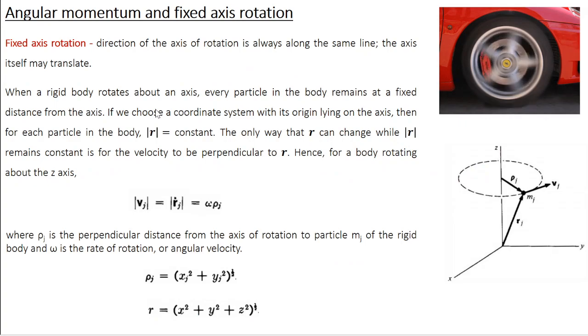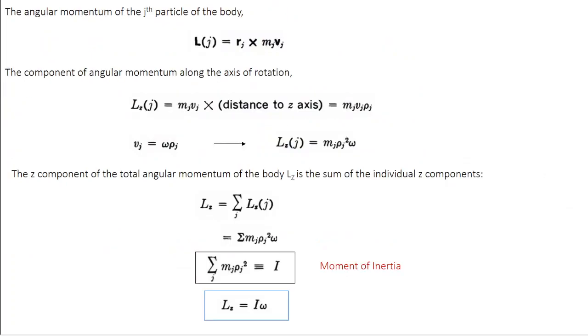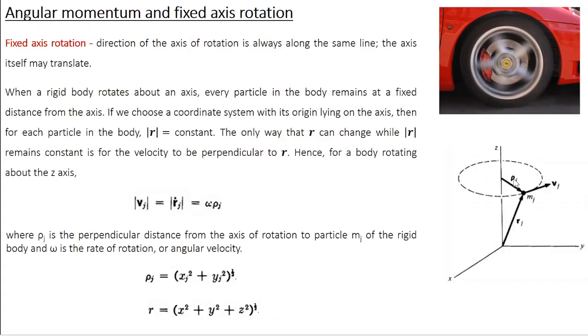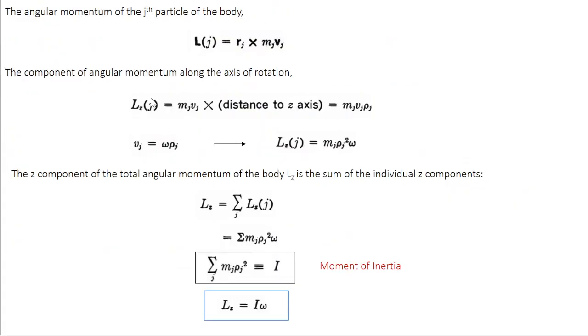This is nothing but, from the first class we know that angular momentum is linear momentum multiplied by the perpendicular distance, or distance multiplied by perpendicular linear momentum. You can choose anything. So let's choose the first definition. It's linear momentum multiplied by perpendicular distance from the axis. And perpendicular distance is nothing but rho j. So I can write Lz of j equal to mj vj rho j.